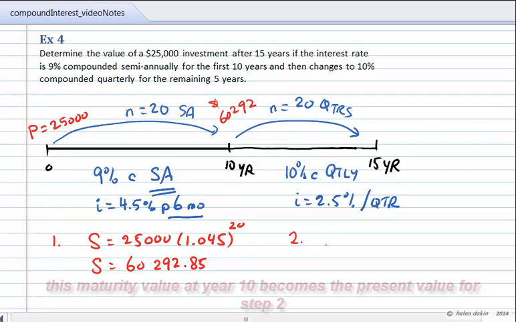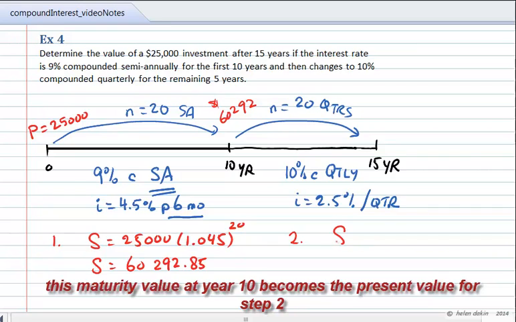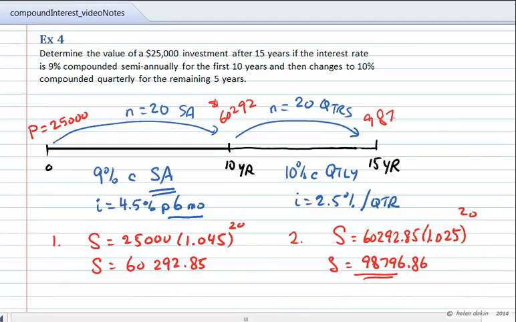Step 2 is to take that $60,292.85 and add compound interest for the next 20 quarterly periods. So we find the second sum after the 15-year time period: $60,292.85 multiplied by the compound interest factor, 1 plus 2.5% per quarter for 20 quarterly periods. That would be 1.025 raised to the power of 20. That gives us a maturity value of $98,796.86 after the 15-year time period.